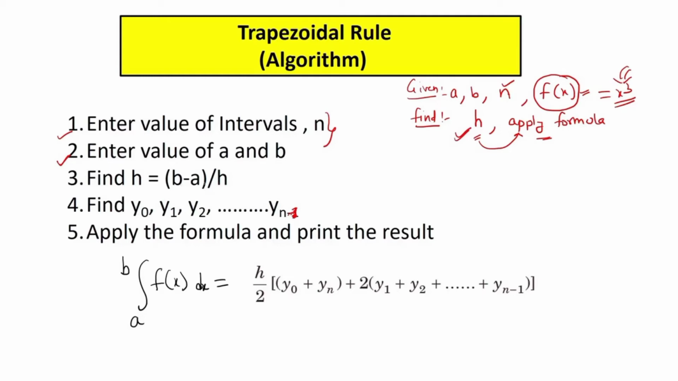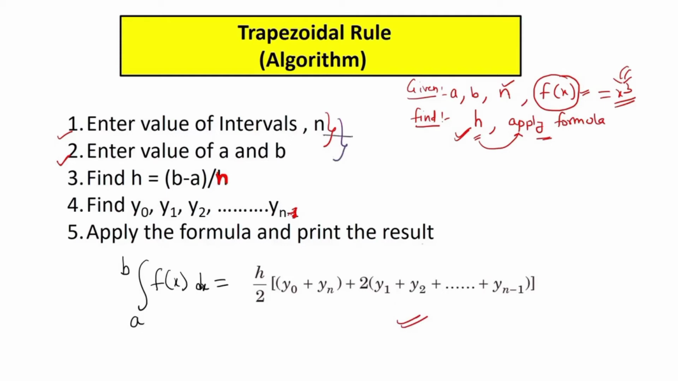So this is b minus a and this is your n. Okay, now next thing is we have to find the values of y0 to yn. And after that, we will apply the formula and then print the result. And this is the formula for the trapezoidal rule. So this thing is very simple.